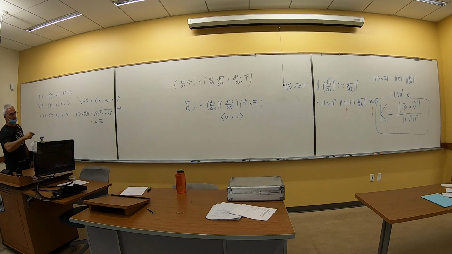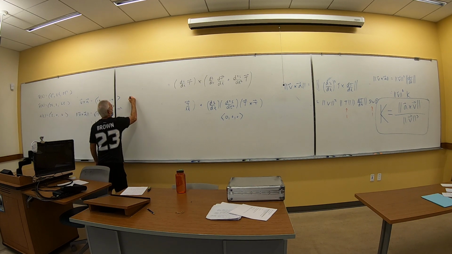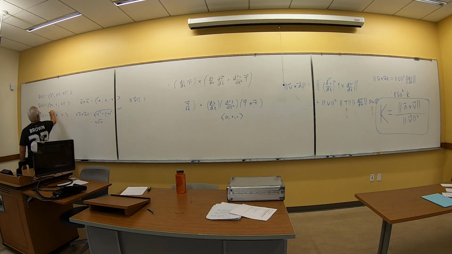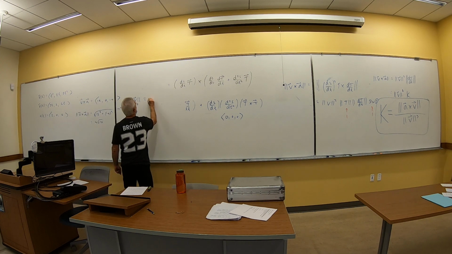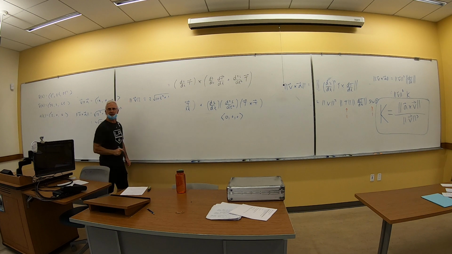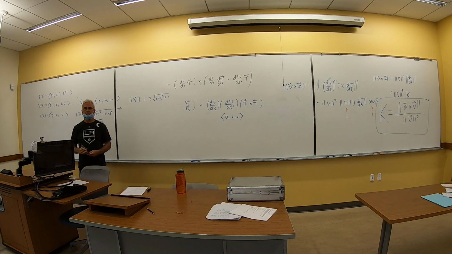I want curvature. We've just figured out our numerator, haven't we? Okay? We've already done this, but in case we forgot, it's just this squared plus this squared plus this squared under the square root, which we said before was what? 2 times this? Is that correct? Okay.